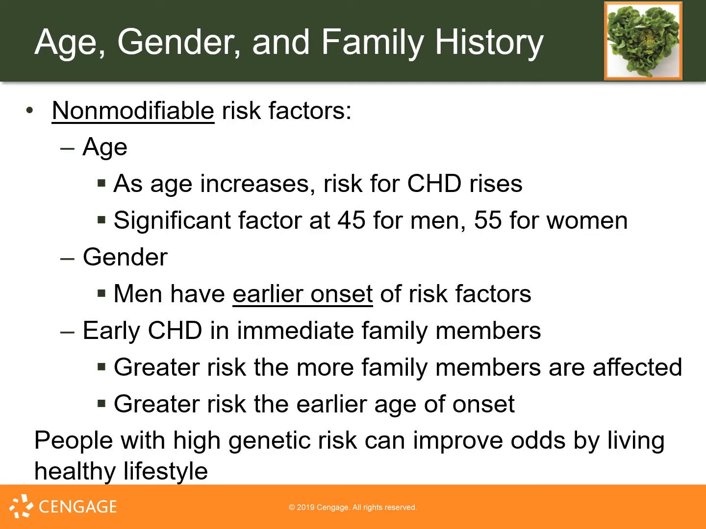So non-modifiable risk factors, age. As your age increases, your risk for coronary heart disease rises. It's a significant factor at 45 for men and at 55 for women. Gender, men have an earlier onset of risk factors. Early coronary heart disease in immediate family members. So you have a greater risk the more family members are affected, and greater risk the earlier age of onset. People with high genetic risk can improve the odds by living a healthy lifestyle.